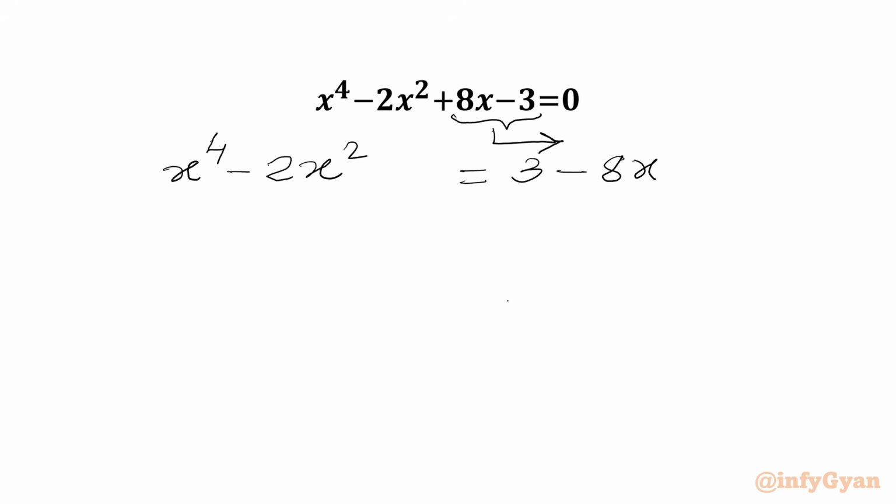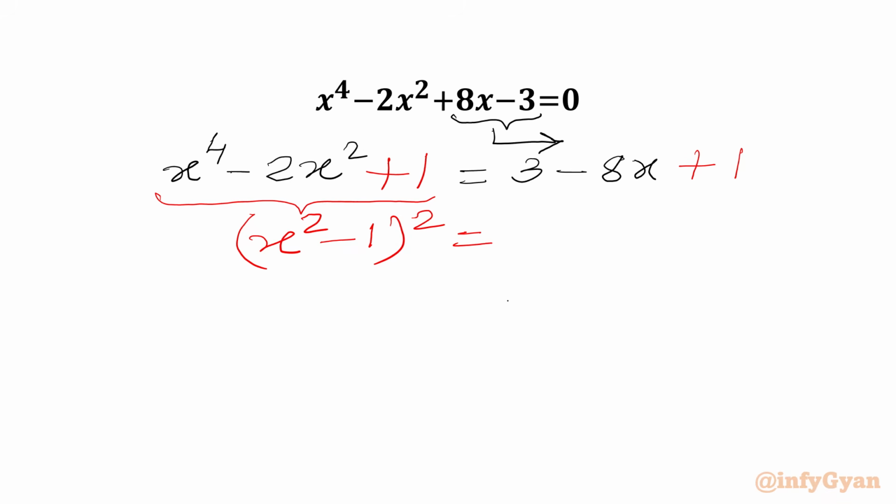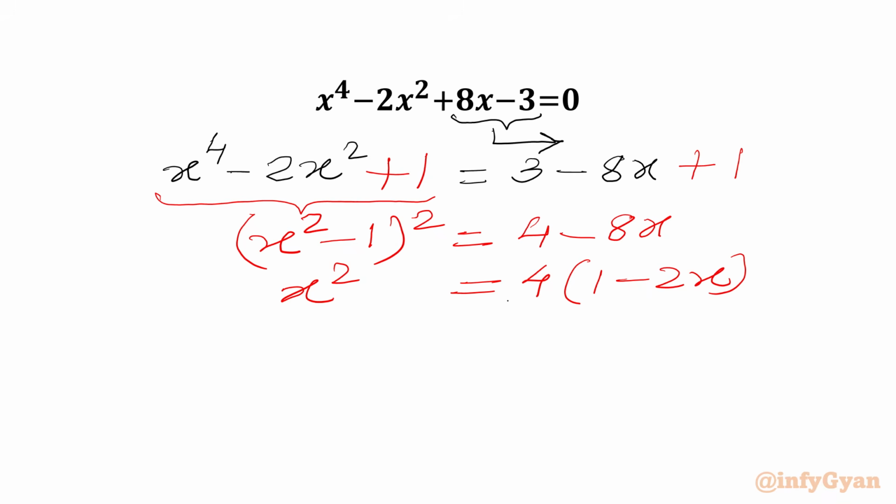Now my objective is to create perfect squares on both the sides. So I will be adding 1 to LHS and RHS. This will create one perfect square in the left hand side, which is x square minus 1 whole square. But in the right hand side we are getting 4 minus 8x. And if I take 4 common out, then we'll be getting 1 minus 2x, which is not a perfect square of any number. So we will reject this method.